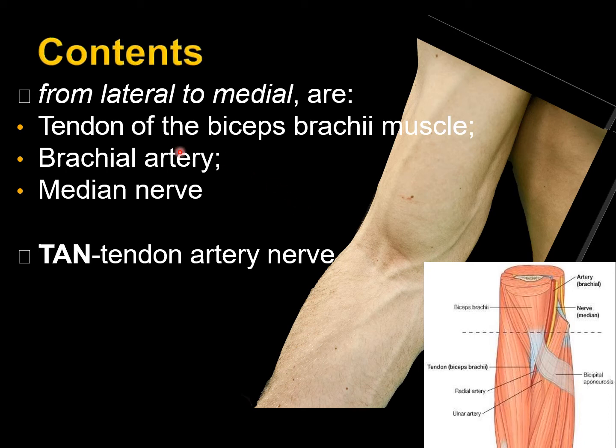So what are the contents? If we see from lateral to medial side, we can see the tendon of biceps brachii, then the red one, brachial artery, then the yellow one, median nerve, right? So for memory, we can say TAN means tendon of biceps brachii, then the brachial artery, then the median nerve.